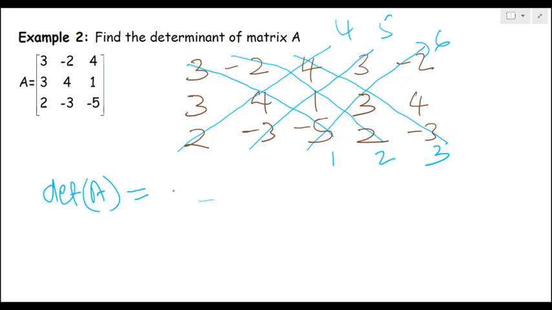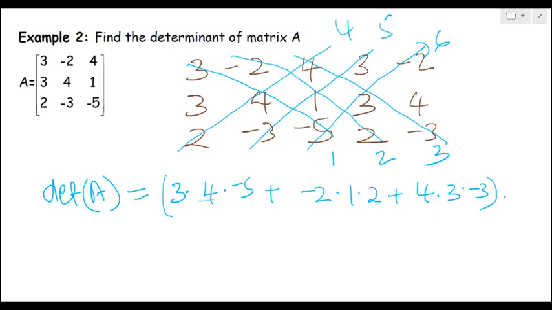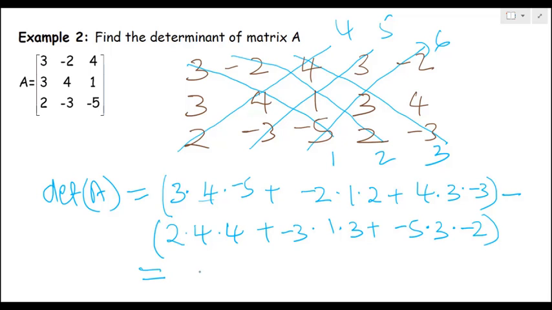1, 2, and 3, and that is 3 by 4 by minus 5 plus minus 2 by 1 by 2 plus the third diagonal, which is 4 by 3 by minus 3, minus the second set of the diagonals. We have 2 by 4 by 4 plus minus 3 multiplied by 1 multiplied by 3 plus minus 5 multiplied by 3 multiplied by minus 2. The first set simplifies to minus 100 and the second set simplifies to minus 53. Hence our determinant is equal to minus 153.